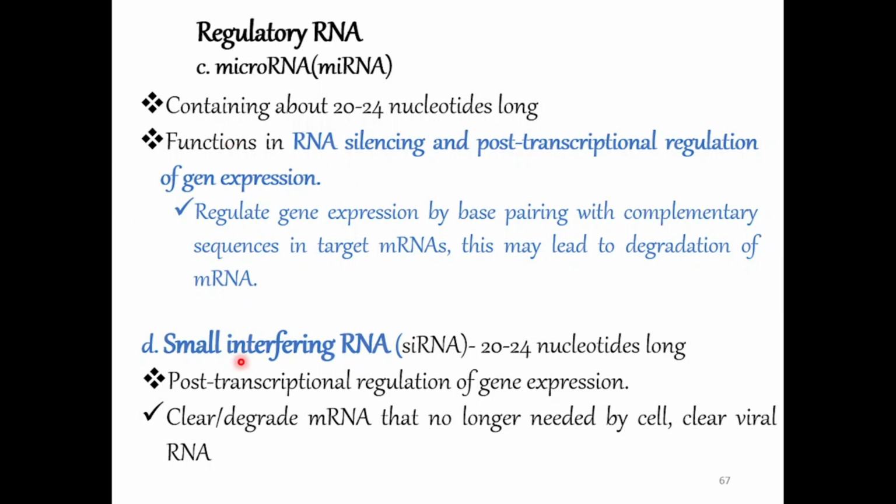The other group is small interfering RNA, around 20 to 24 nucleotides long. It is very important also in post-transcriptional regulation of gene expression. Sometimes it may clear or degrade messenger RNA that is no longer needed by the cell, or clear viral RNA. So bear in mind that after transcription, there should be post-transcriptional regulation. You may see the detail of this in my other video.